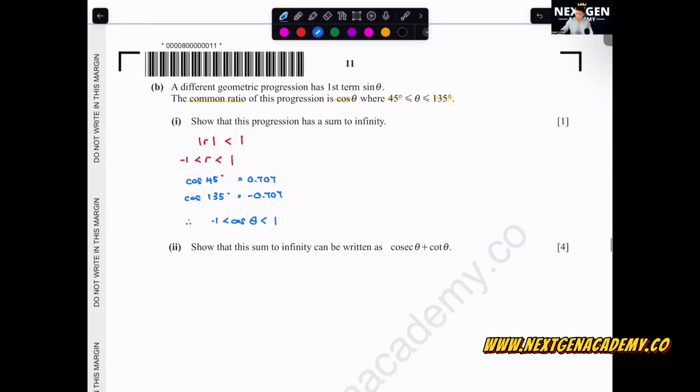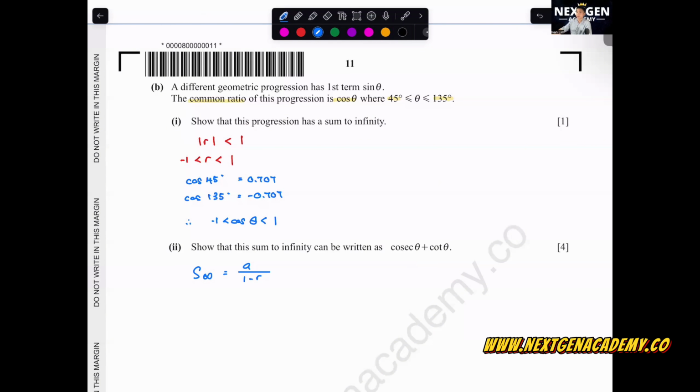The last one: show that this sum to infinity can be written as cosec theta plus cotangent theta. Now we come to a trigo question. This is sort of a proving type of question. Do you realize they are asking you to put the values into the formula, and then show that it can be written in this form. How to do this? S infinity is A over 1 minus R.